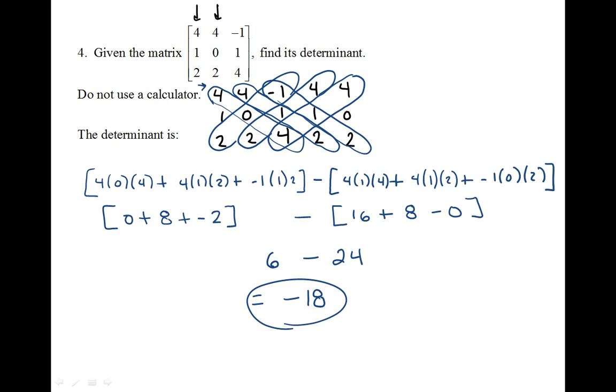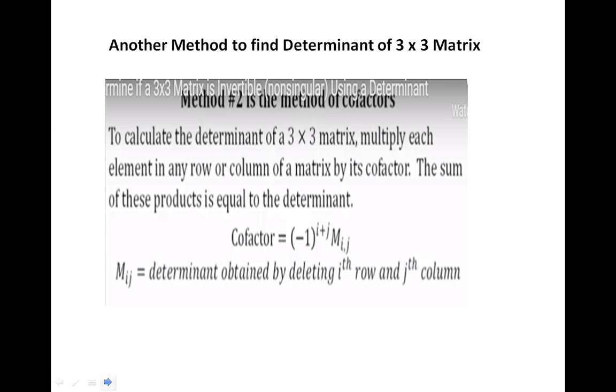And you could check that on your calculator by plugging that matrix in, the 3 by 3 matrix, and under math you can find the determinant of that just to check your work. Now there is another way. This is actually the easier way to find it, but there is another way to find the determinant of a 3 by 3 matrix. And there is one problem in your homework that actually has you do that. So I want you to kind of be familiar with it. It's called the method of cofactors. And you do have to do one like that.